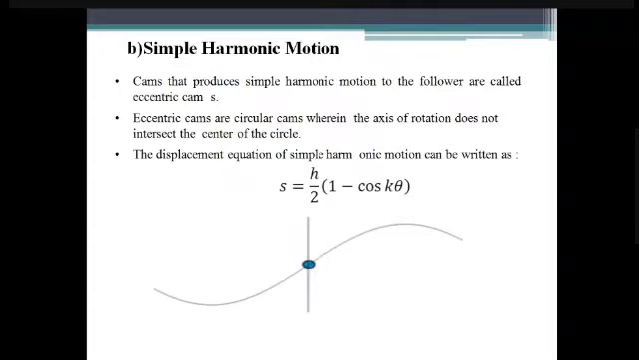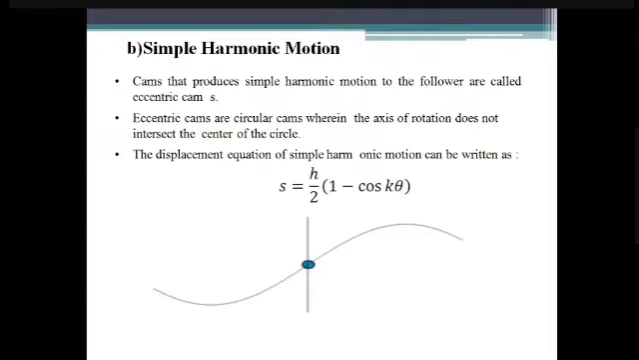Eccentric cams are circular cams wherein the axis of rotation does not intersect the center of the circle. The displacement equation of simple harmonic motion is very important. The displacement formula is s equal to h by 2 times (1 minus cos k theta). We will discuss this problem further in our upcoming PowerPoint presentation.